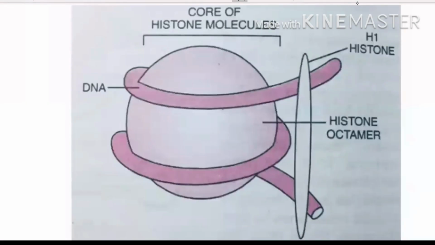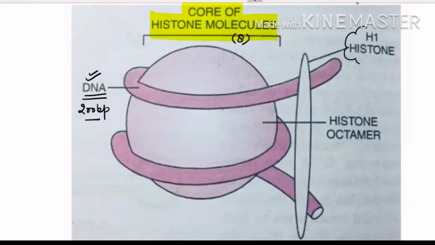See here, this is a diagram given in your NCERT. See, these are the core of the histone molecules. We have already discussed that there are 8 histone molecules. And this is the DNA which is wrapped twice. 2 turns of DNA. As a result, 200 base pairs are there in this. And this is your H1 protein which is sealing the end. Is it clear? And this structure is known as nucleosome. So this is your nucleosome.